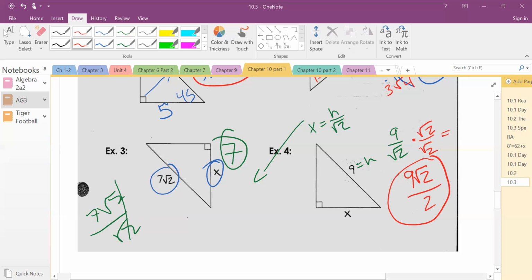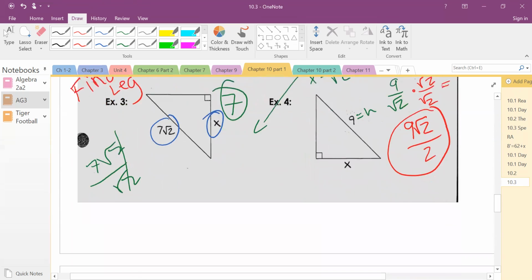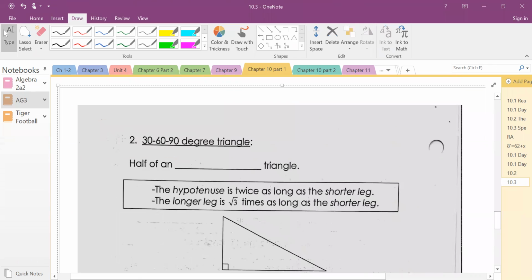And then the second type of problem, which is 3 and 4, find the leg given the hypotenuse. Did I just say that? Okay, let me write it out. Find leg for those two. And this one is find hypotenuse. Boom. Pretty simple.